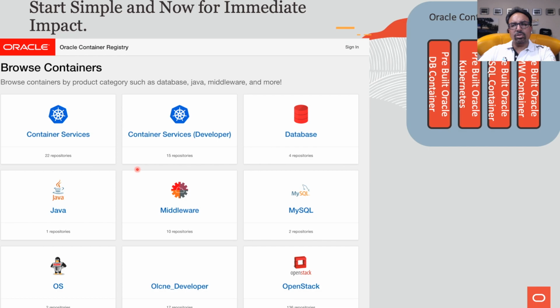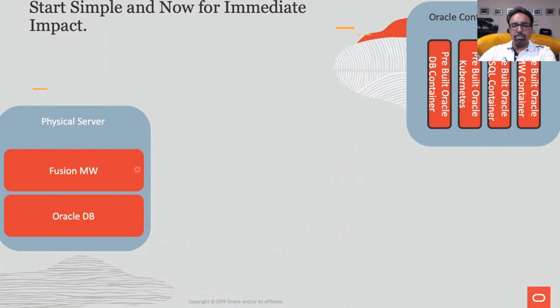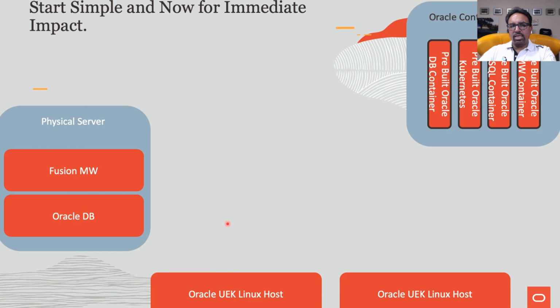So let's look at what that looks like. Here's an example, and on the right-hand side you'll see I've got the container registry depicted, and there are some pre-built containers you can download from Oracle. On the left-hand side you'll see a physical server, and the first step is installing a host. You need a host for your containers to sit on. This host gives you access to system resources. Now this host can be sat on a physical machine, it could be sat on a VM, it could be sat in the cloud, it doesn't matter. It's Oracle Linux UEK, which is the recommended host for Oracle workload containers.